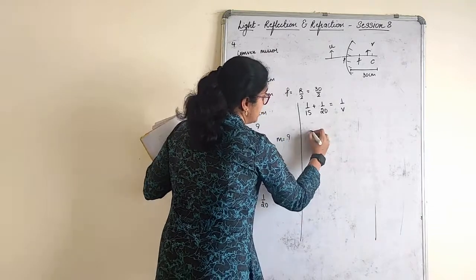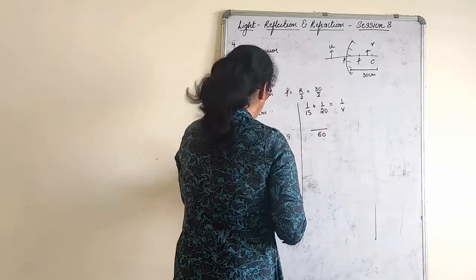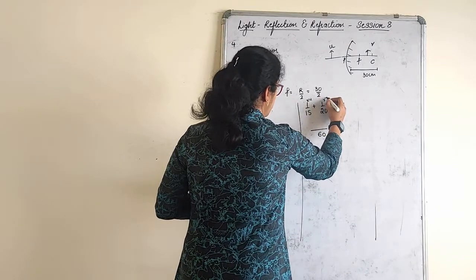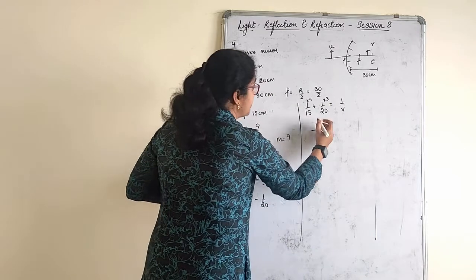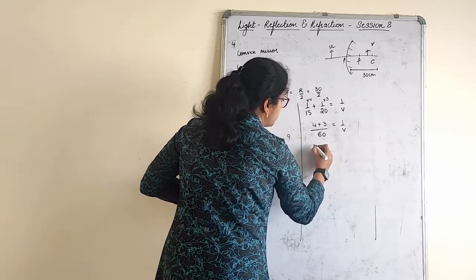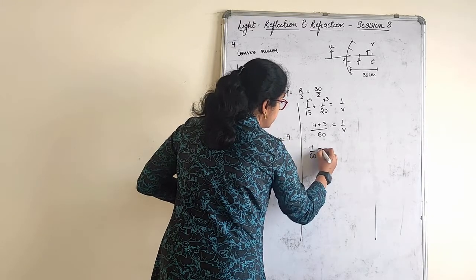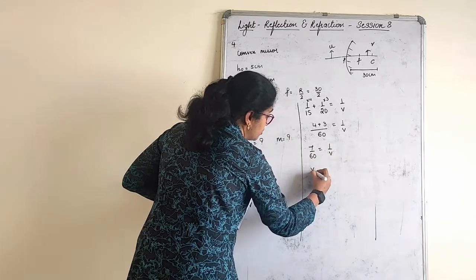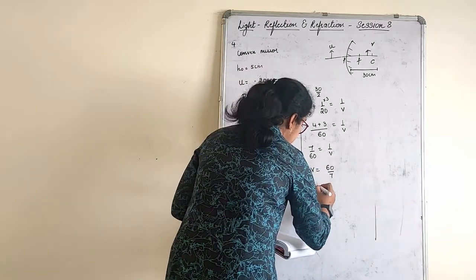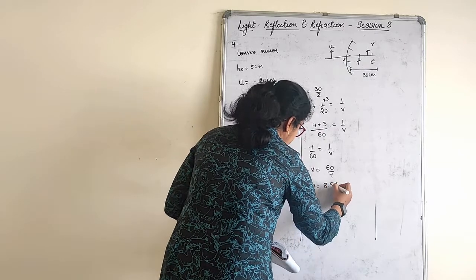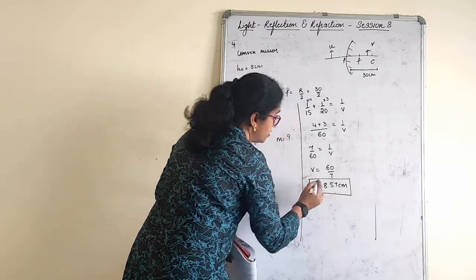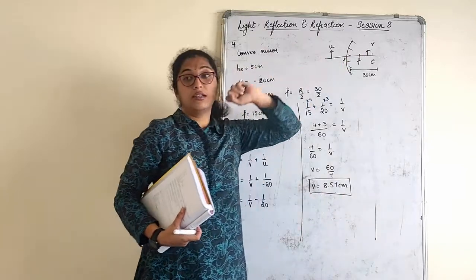15 and 20, LCM is 60. 15 4s are 60, 20 3s are 60, so 4 plus 3 is equal to 1 by V. 7 by 60 is equal to 1 by V. So V is equal to 60 by 7, which you will get as 8.57 centimeter. Plus or minus, children? It has to be plus because this is your V.